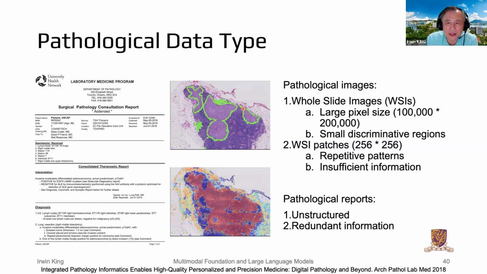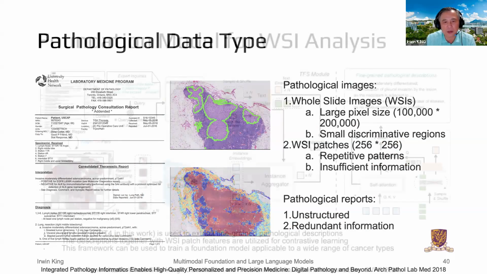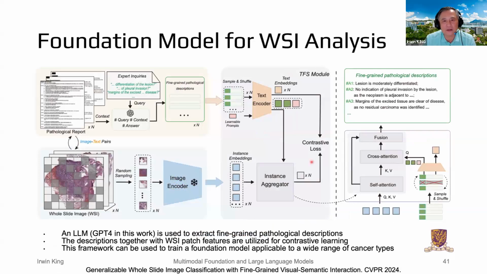Okay? So these patches from this whole slide image right here are associated with this text right here, okay? The pathological report, unfortunately, is very unstructured, and it has a lot of redundant, unuseful information. And how do you associate these two for the prediction of cancer is a topic that we have done some work on. And this is the foundation model for WSI analysis.